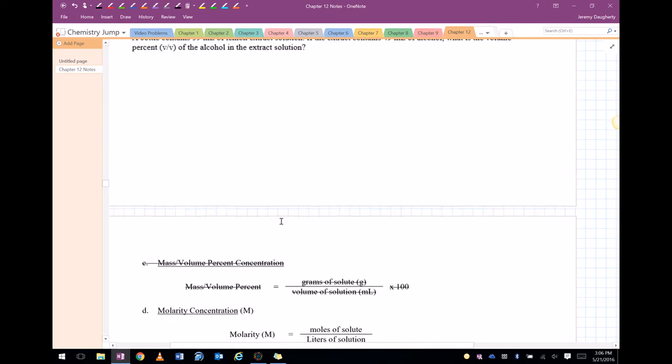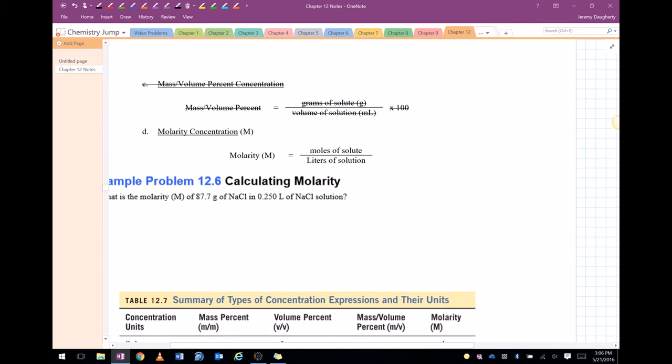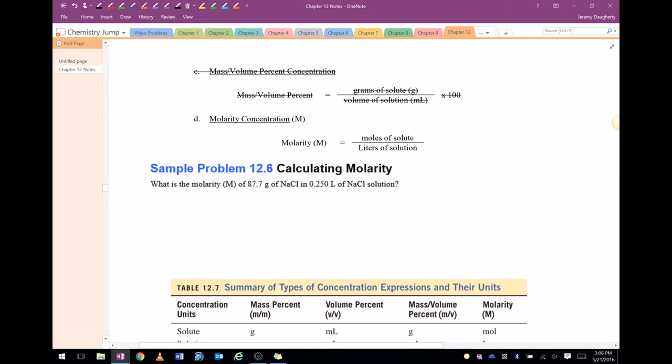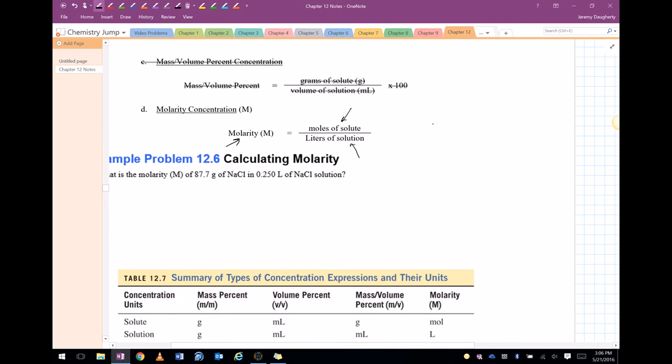So let's scroll down here. I only cover molarity, okay? Which molarity is the moles of solute divided by total liters of solution. Now, let me describe something for you here. So here's a very poor drawing of what's called a volumetric flask.